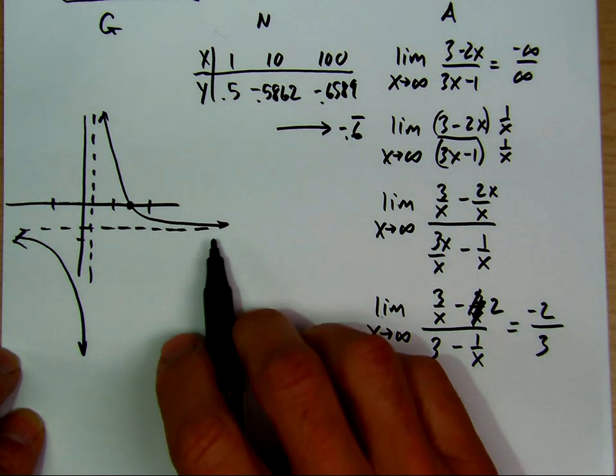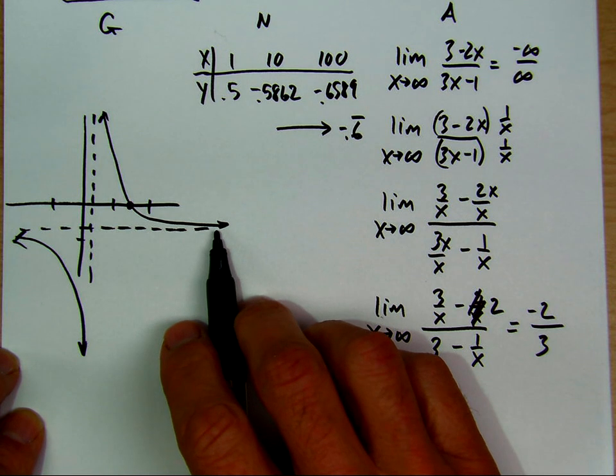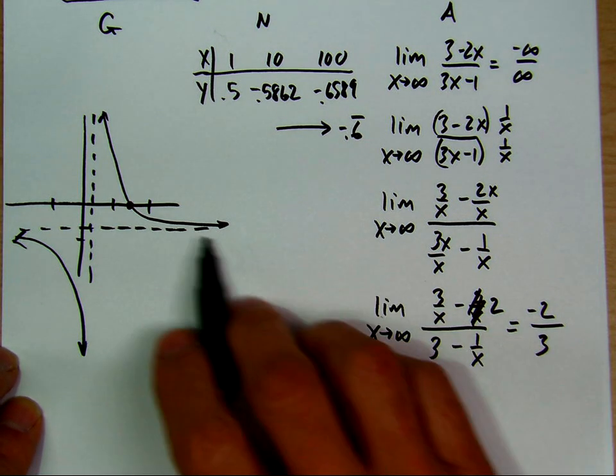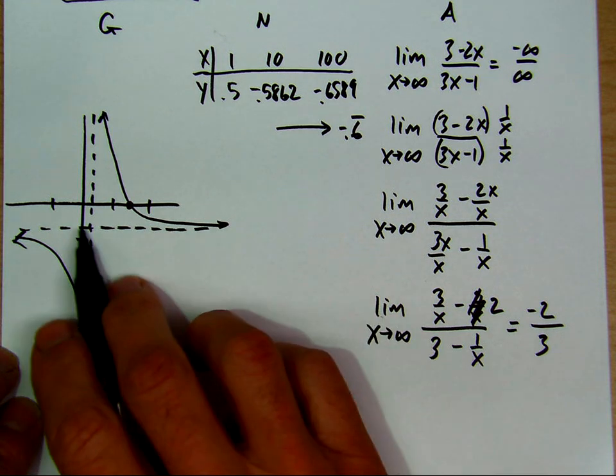But this is the only part that we're concerned with in this problem, because we're looking at x going to the right, and we know that the y value is approaching negative 2/3.